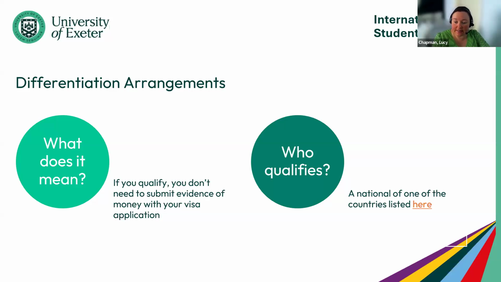If your nationality is listed, it means you don't need to submit evidence that you meet the money requirement, but you must still have the money ready in the way I described in the previous slides. UK Visas and Immigration can request to see your financial documents at any time during the application process.